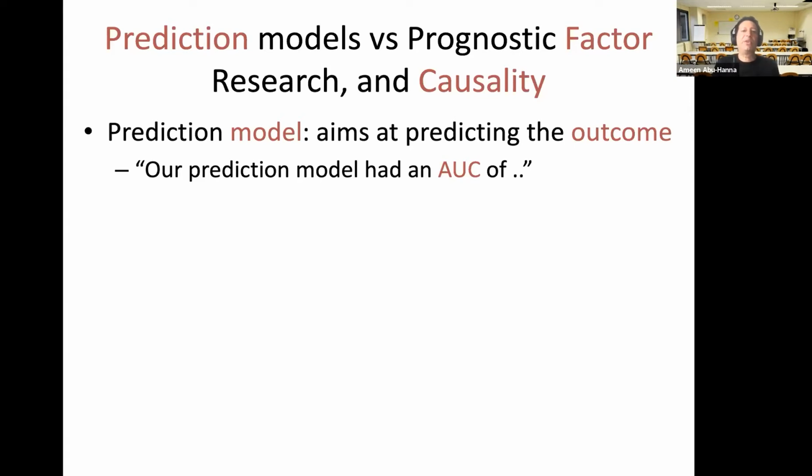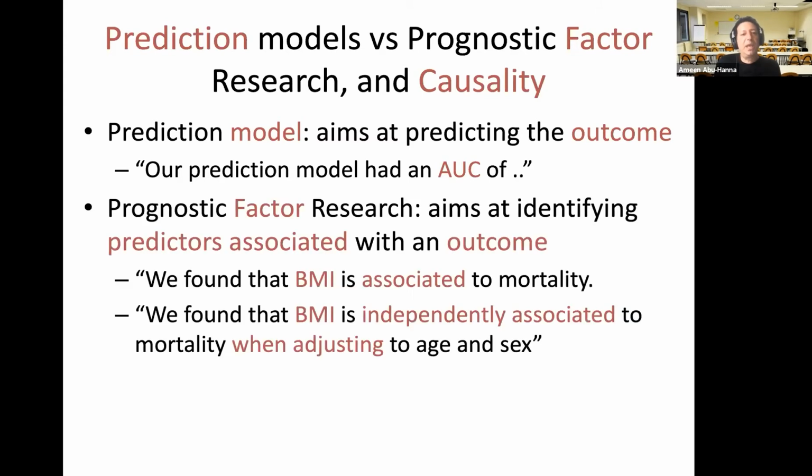So the focus is on the box itself and what comes out of it. When we talk about prognostic factor research, in this kind of study you're aiming at identifying predictors that are associated with the outcome. So it's really about the predictors. A paper can end with: we found that BMI, body mass index, is associated with mortality. Or we found that BMI is independently associated with mortality when adjusting for age and sex.